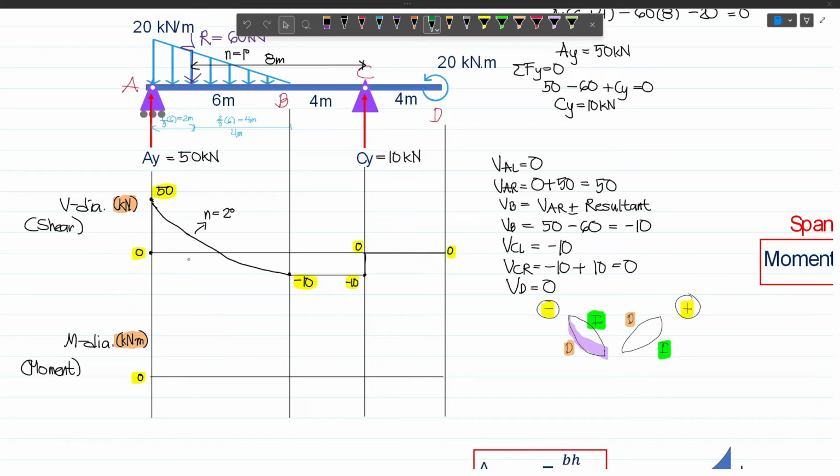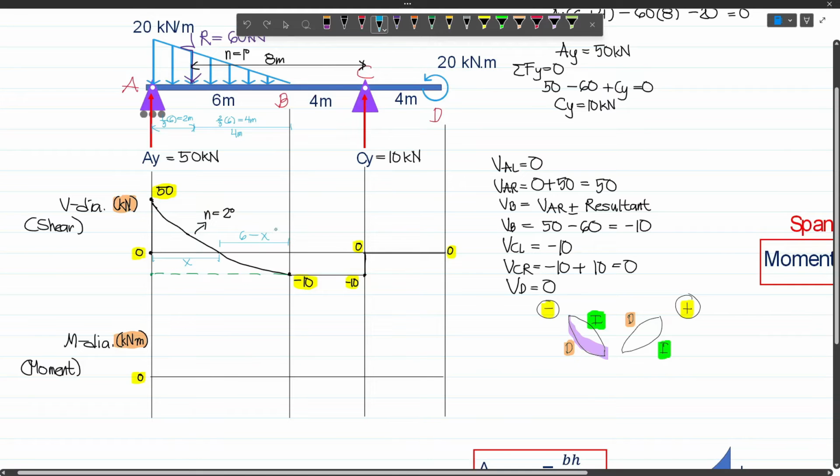And so, applying the concept, we need to project a line from here patungo dito. And so let's do that one. Ito na yan. And then let's label this distance as, let's say, x. And then this will be 6 minus x. Now sir, bakit 6 minus x? Yung whole distance kasi natin is 6 meters. And then if we subtract x, ito na yung distance na yan.